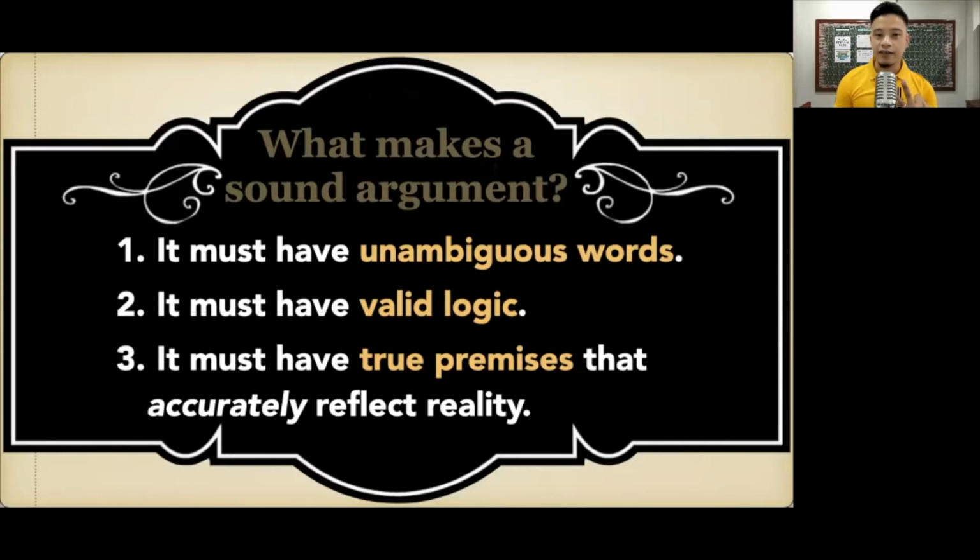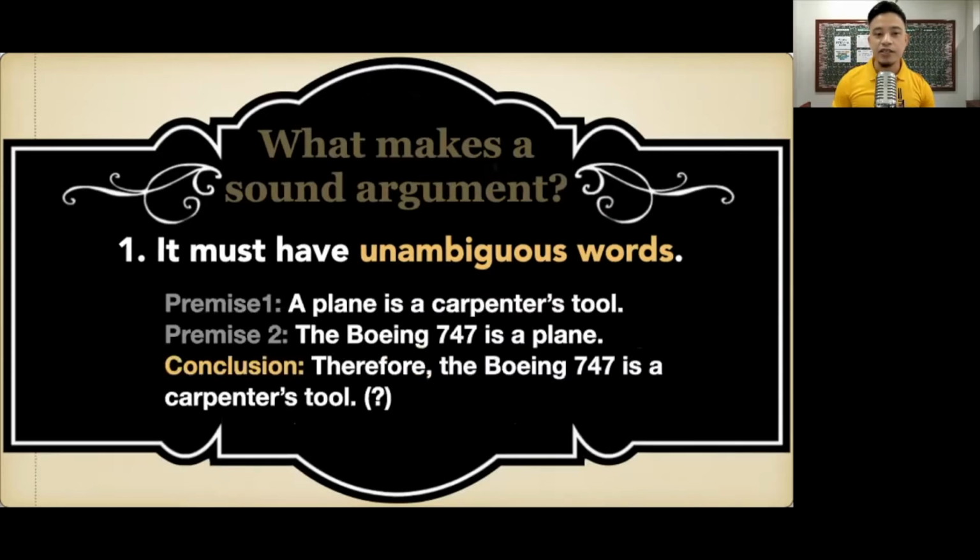There are three characteristics. First, it must have unambiguous words, which means the words are clear, they are not ambiguous. Later on, we will go into that. Second, it must have valid logic. Third, it must have true premises that accurately reflect reality. Let's look at examples. First, it must have unambiguous words.